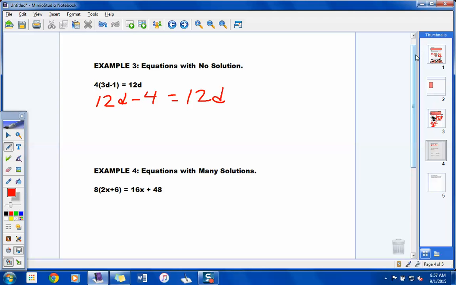I don't like this 12b over here. So what are you guys going to do to both sides? Subtract the 12b. Now, be very careful on stuff like this. In this problem, you might want to put a star by and pay some close attention to what I'm about to tell you. You guys ready to roll this? What do 12b's do to each other right here? They actually cancel. They're gone. And what are you left with?